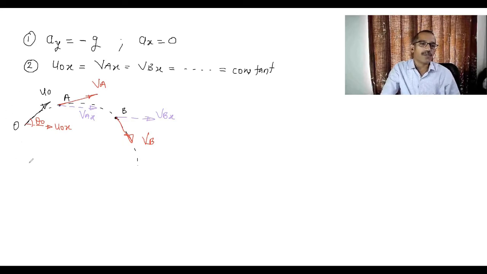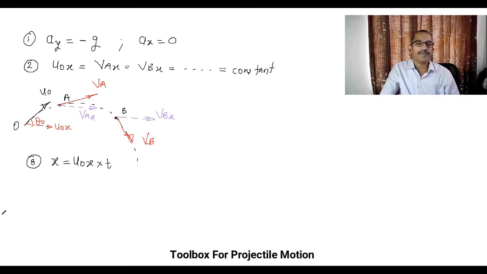Next, the point we'll discuss is the equations of motion we derived for projectile motion. In the horizontal direction, as acceleration is 0 and the horizontal component of velocity remains constant, the motion is uniform, so we get only one equation along the x-axis: x equals velocity into time. The velocity is the horizontal component, u0x, into time t. This is the equation along the x-axis.